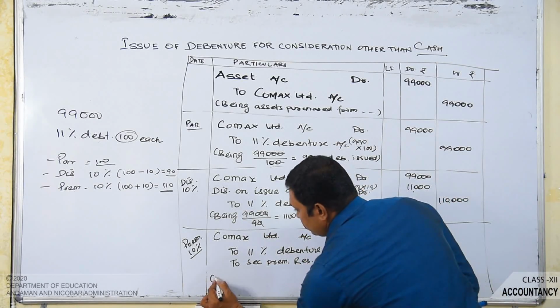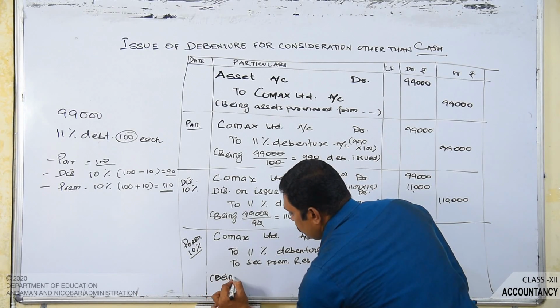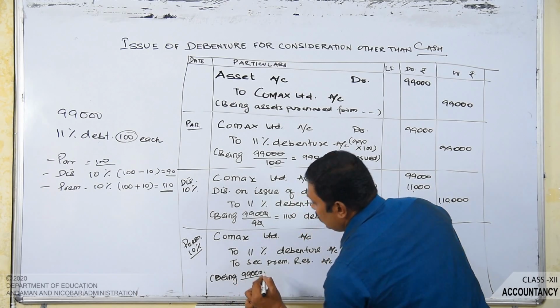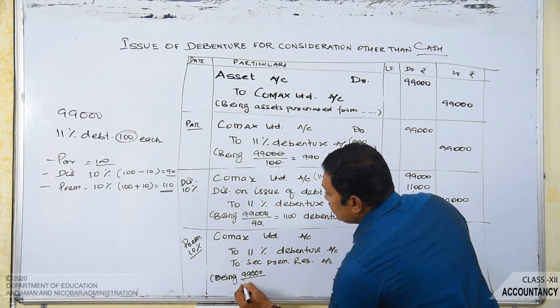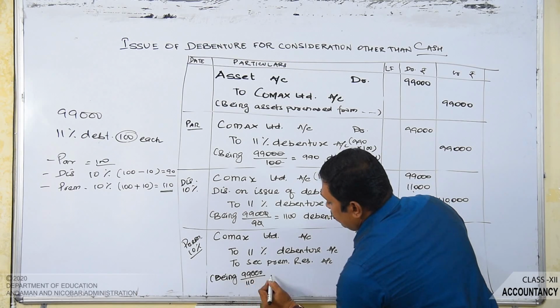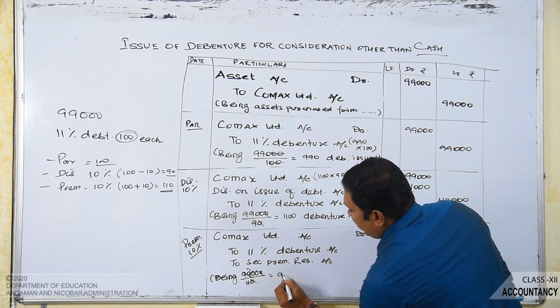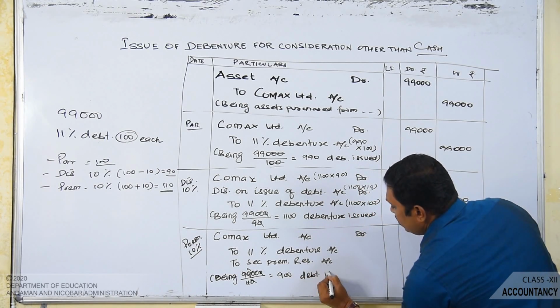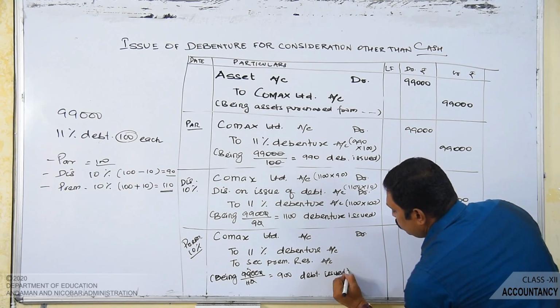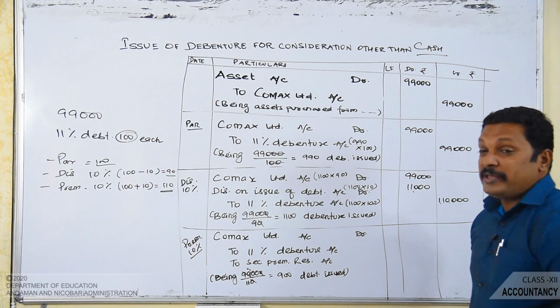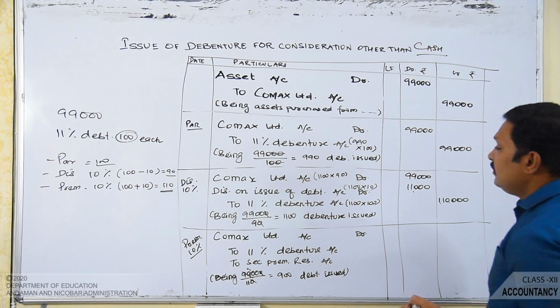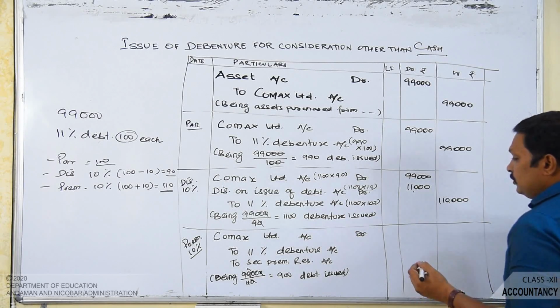So we write the narration first. Being, what is the rate of debenture? The asset is 99,000. What is the issue price? The issue price is 110. So 900, being 900 debentures were issued to Comax Limited. Now Comax Limited will be the debenture holder for JK Limited. Okay, so they will be the debenture holder of JK Limited.